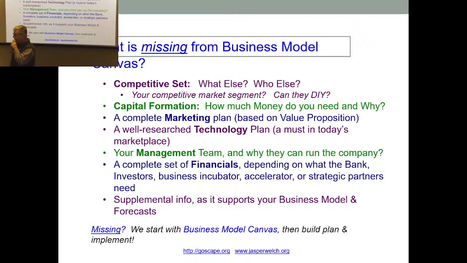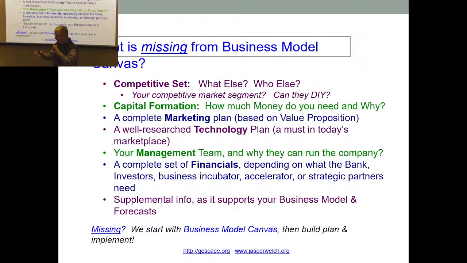Okay, once again, what is missing here? There's no competitive set, so we've got to do that, okay? There's no idea on exactly how much capital you need. We're going to get that through the financial model, okay? I've already told you about the marketing plan, okay?